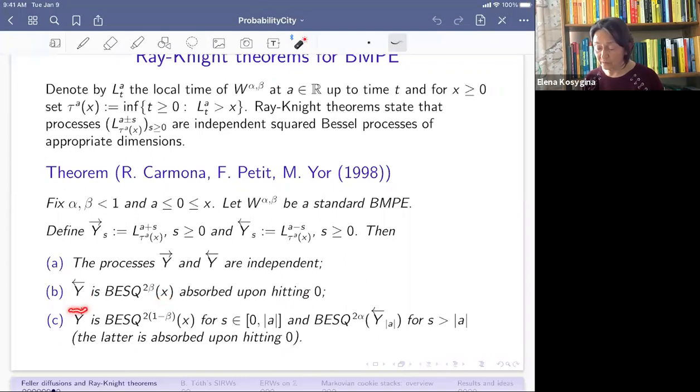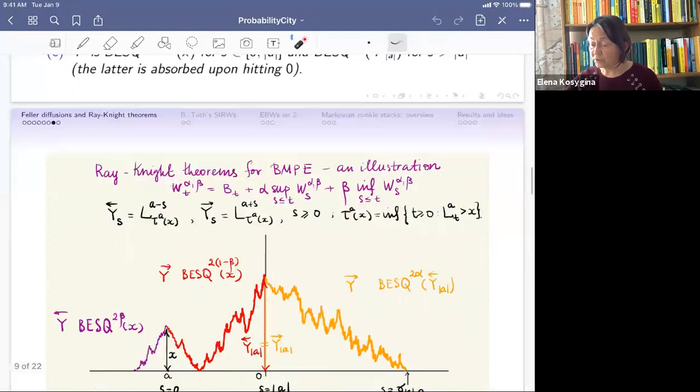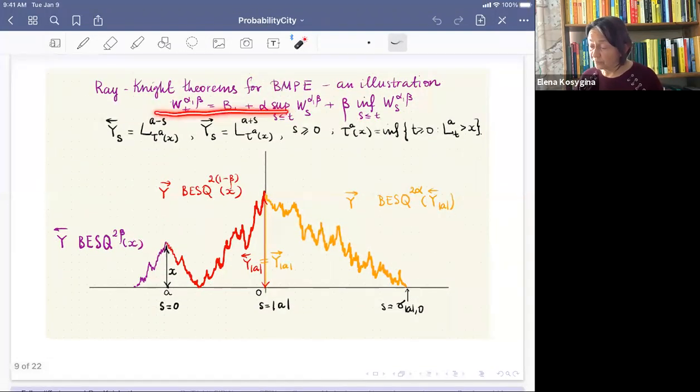And the one with the opposite arrow is a concatenation of Bessel squared process of dimension 2 times 1 minus beta starting at X. And then after time absolute value A, Bessel squared process of dimension 2 alpha, right, absorbed upon hitting 0. Right, so in short, Brownian motion perturbed at extrema has Ray-Knight theorems. So there are Ray-Knight theorems for Brownian motion perturbed at extrema.